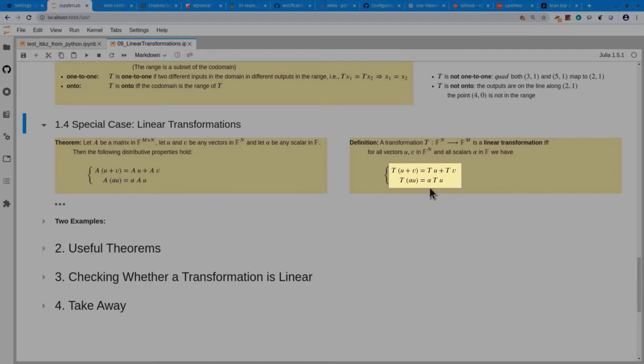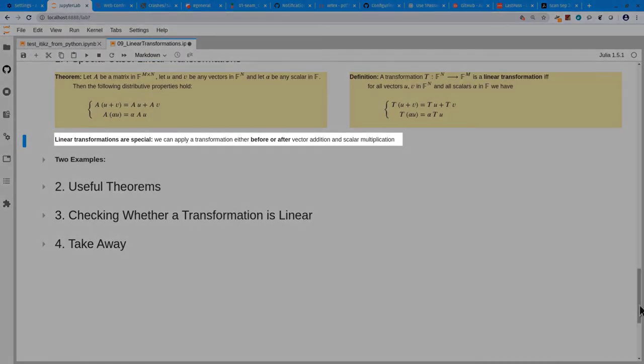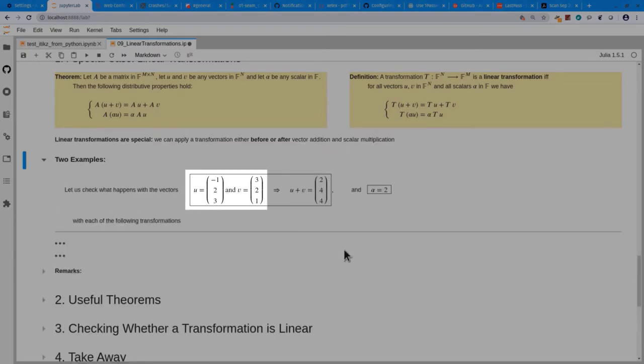So in general, we'll demand that a general transformation T satisfy these rules as well. So T applied to u plus v, I'm adding in my domain and then applying the transformation T to it, I get Tu plus Tv. Similarly, if I take Tu and Tv, now I'm in the codomain, if I add them, I'm getting the same output regardless. Similarly for alpha times u, again, I can apply it on either side of my transformation. So linear transformations are special in the sense that I can do that transformation either before or after vector addition and scalar multiplication. Here are two examples that go with that.